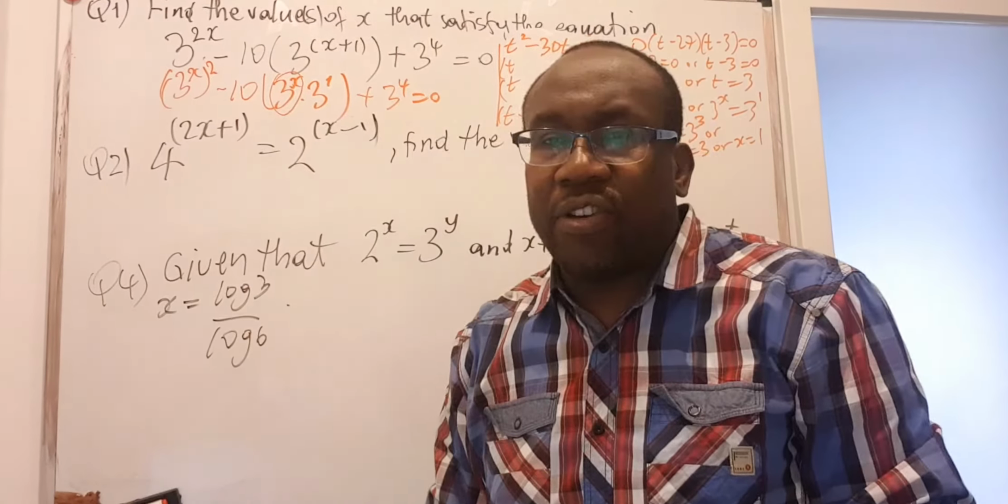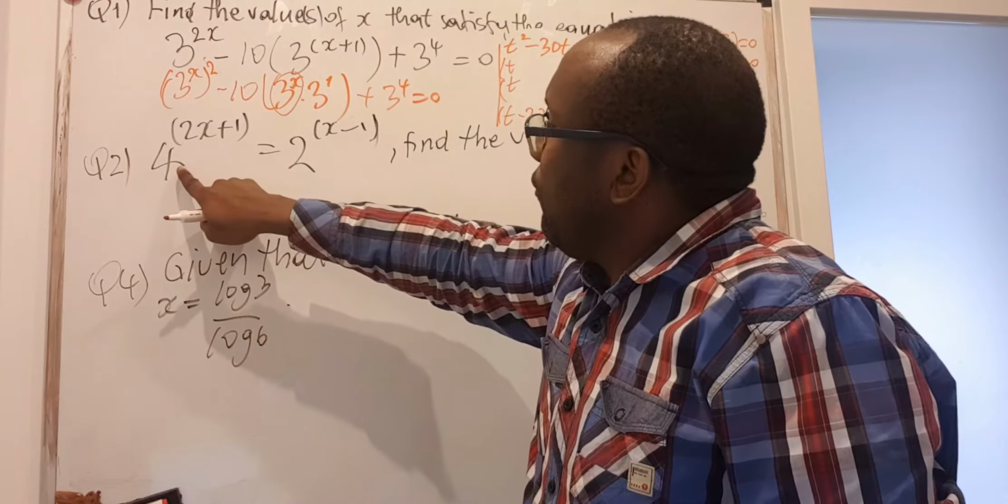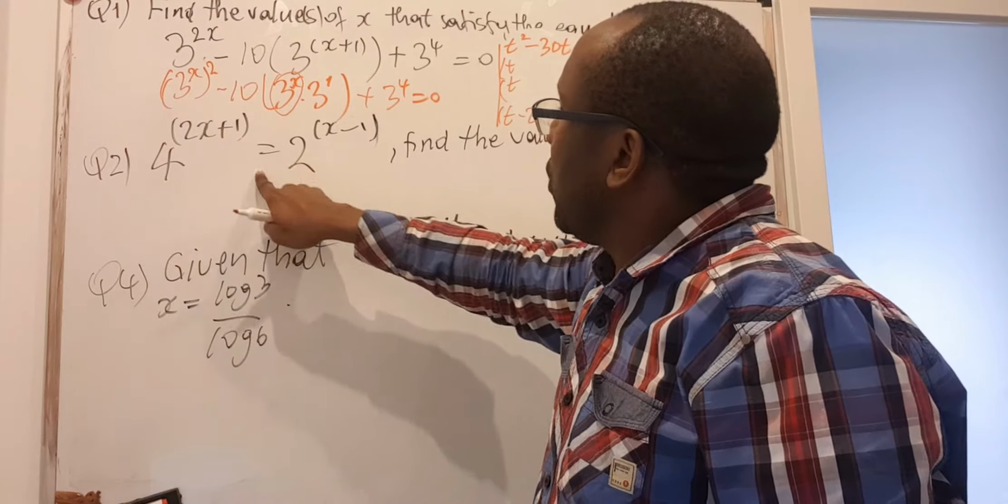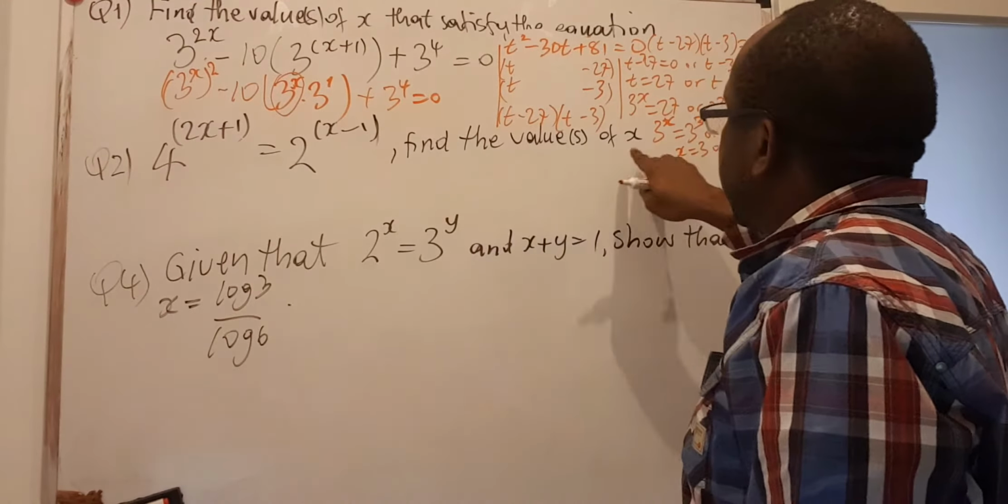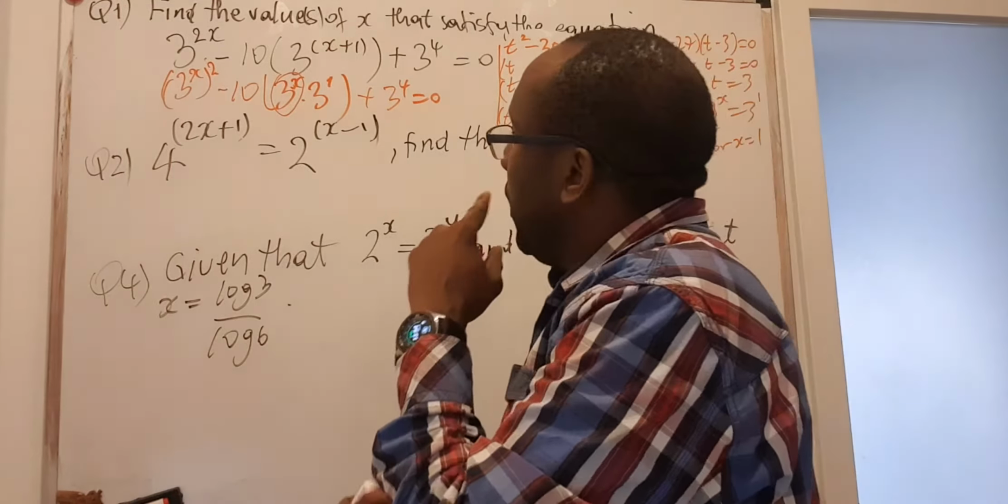Let's see the second question. It says 4 raised to the power 2x plus 1 is equal to 2 to the power x minus 1. If you are given this, find the values of x. You see, once again, the bases are not the same. One important thing, I'm glad I have only two exponential functions, one to the left, one to the right. The only problem I have is that they don't have the same base. So I'll try to fix this.